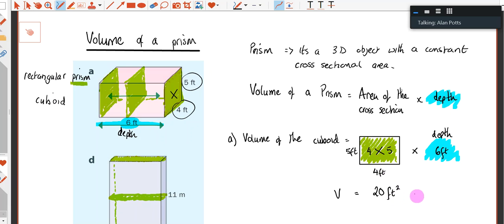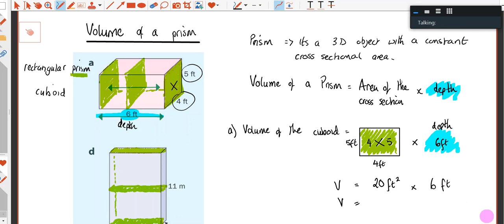And then we have to multiply that by the depth, which is 6 feet. So our volume is 20 multiplied by 6, which is, can you do that for me? Luke probably do this in his head. Yeah. 120. What are the units? Yeah, cubic feet. Well done. So the volume of this cuboid is 120 cubic feet. Any questions on that?